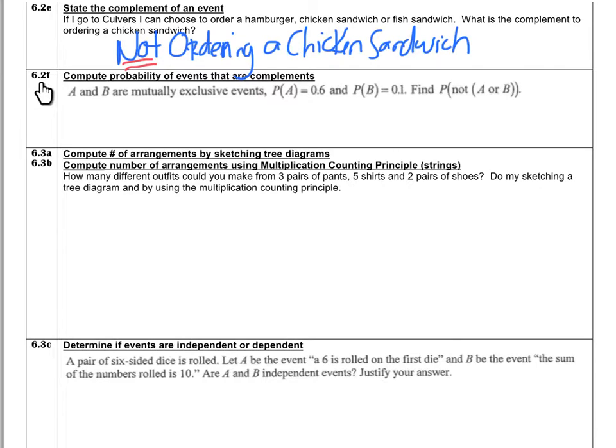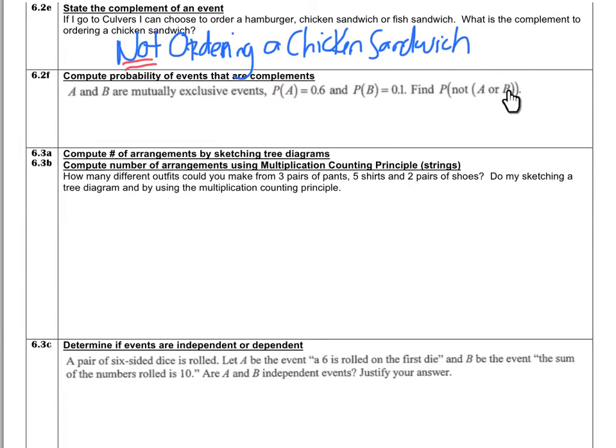Now, 6.2f, compute probabilities of events that are complements of each other. So here we have events A and B are mutually exclusive, which means they have nothing in common. So that means the probability of A and B would be 0. They're telling us the probability of A is 0.6, the probability of B is 0.1. Find the probability of not getting A or B.